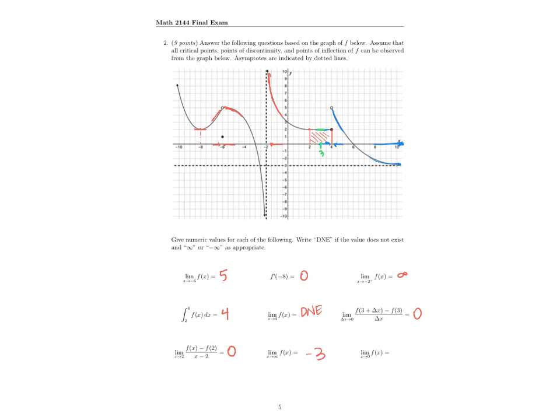And then the limit as x approaches 0 of f of x. And so as x approaches 0, I look from the right and from the left, and the function is approaching 3 from the right and 3 from the left. Since it's the same value, we say the limit exists and it approaches the y value 3.